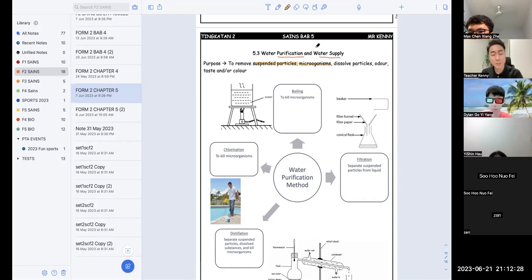All right, now, suspended particles, microorganisms. We also have things that is dissolved inside. Salt, for example, dissolved particles, such as salt, sugar, whatever chemicals. Odor means smell or certain taste of dirty water, and the color. The purpose of cleaning, we have to remove all of this. Yeah, or maybe this if you can.